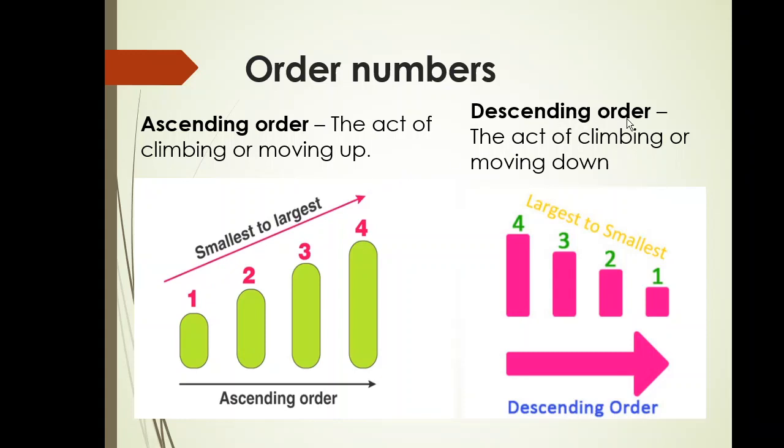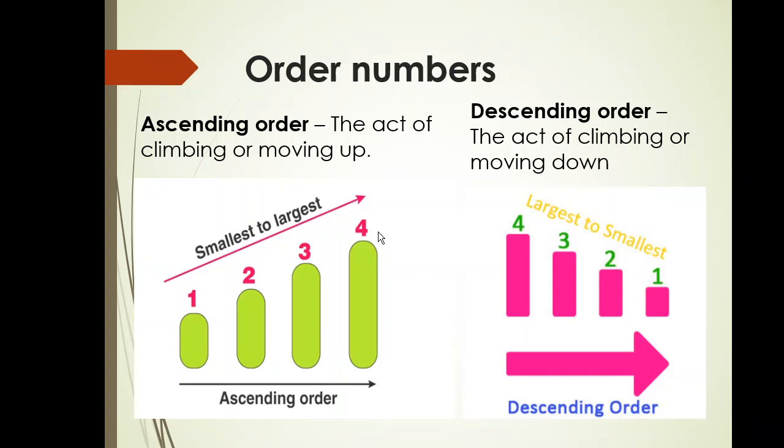While descending order is the act of climbing or moving down. So here in descending order, we start with the largest number to the smallest number. Here we start with 4 until we reach 1, which is the smallest number here. So we start with 4, 3, 2, 1.